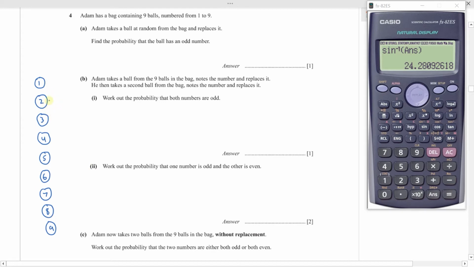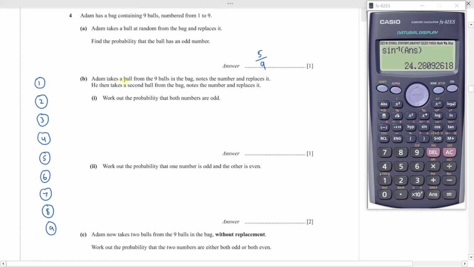So how many of these numbers are odd? 1 is odd, 3, 5, 7, 9. So 1, 2, 3, 4, 5. 5 numbers are odd out of the total 9. So your probability of picking a ball with an odd number is 5 over 9.